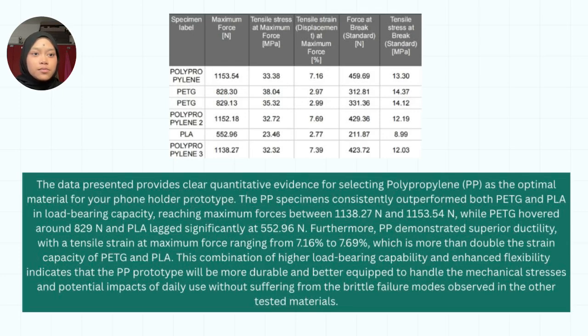and PLA lagged significantly at 552.96 Newton. Furthermore, PP demonstrates superior ductility with a strain at maximum force ranging from 7.16% to 7.69%, which is more than double the strain capacity of PETG and PLA. This combination of higher load-bearing capability and enhanced flexibility indicates that the PP prototype will be more durable and better equipped to handle the mechanical stress and potential impact of daily use without suffering from the brittle failure modes observed in the other tested materials.